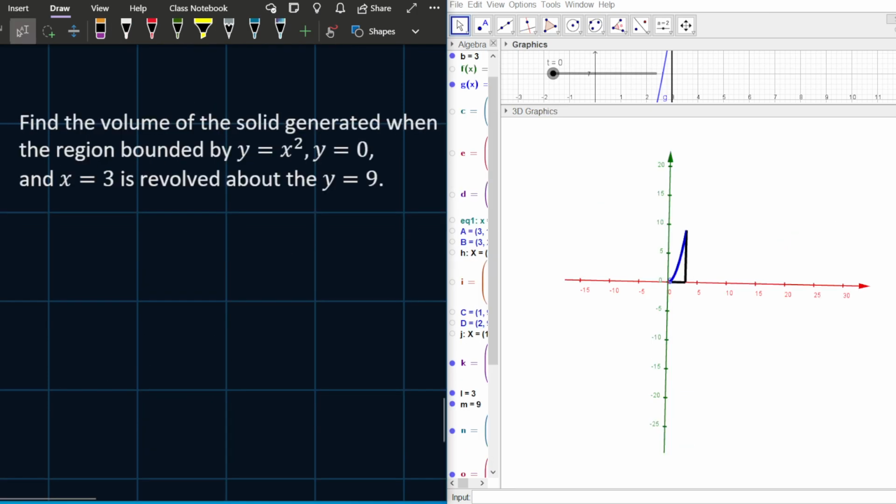Example for this video, we want to find the volume of the solid generated when the region bounded by y equals x squared, y equals 0, and x equals 3 is this time revolved about the line y equals 9. Mukha siyang ring, mukha siyang donut. So, yung cross-sectional areas natin would look something like this. So, meron tayong dalawang circles. Yung dalawang circles na yon may magkakaibang radius.